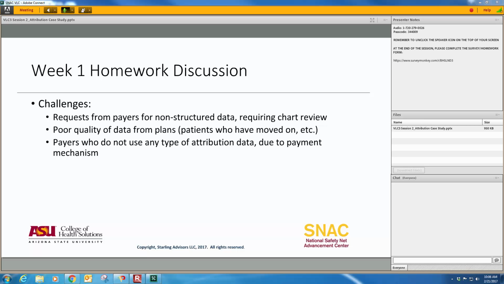The data quality, in fact, can be problematic, and there's no better evidence of this than when the data indicates patients that have moved on are no longer covered by the health plan any longer, or in some cases are deceased.